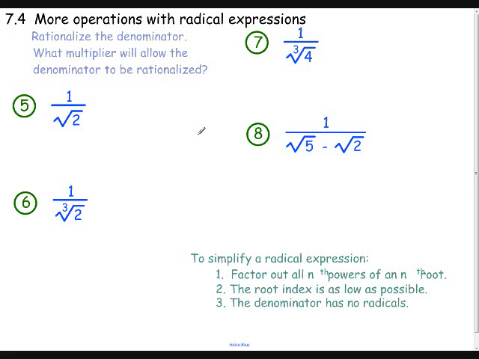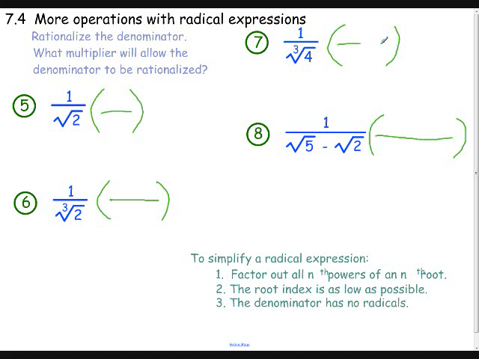Rationalize the denominator. What multiplier will allow the denominator to be rationalized? What multiplier? So we're not going to actually work these out. You're just going to identify with me what we'd use for a multiplier here in each of these. Once you've identified the multiplier, I think you might agree that the rest of it is not that hard. This one, of course, is going to be a binomial.